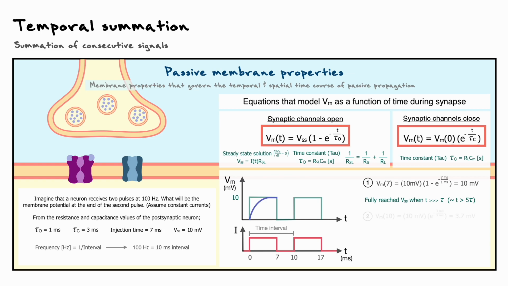Moving on, we now need to compute by how much the signal decays in the 3 millisecond interval between the end of the first pulse and the start of the second.